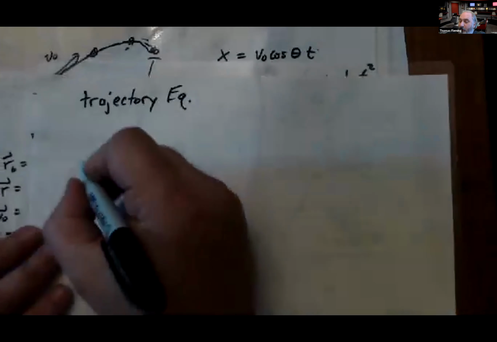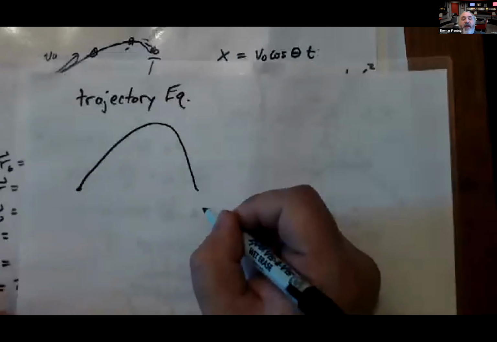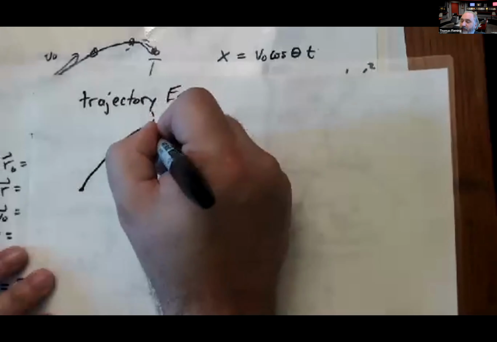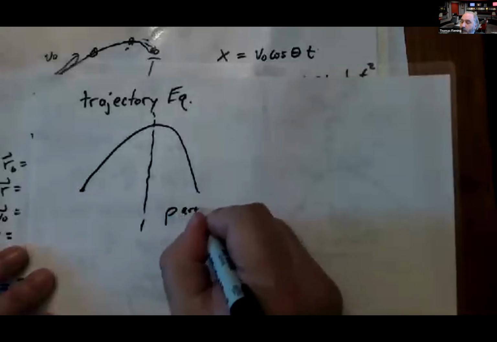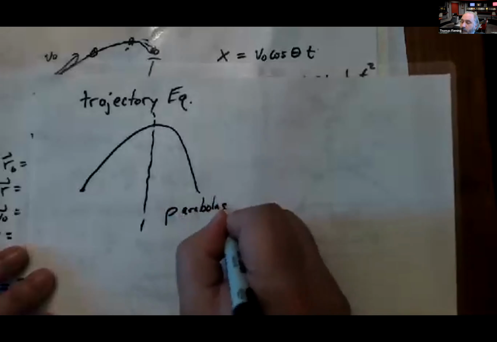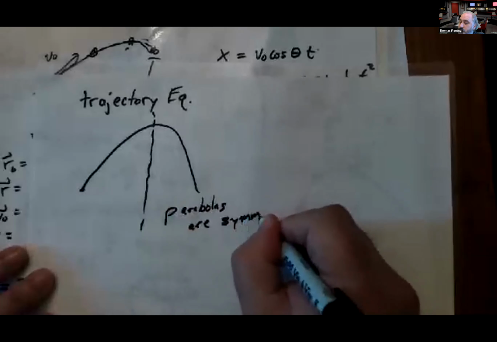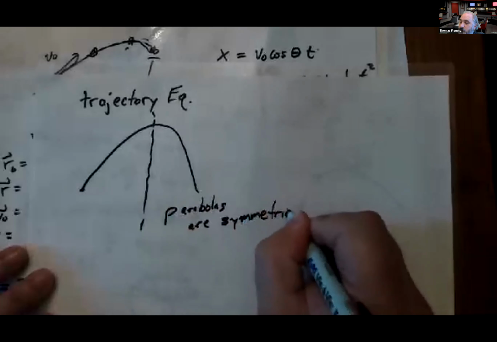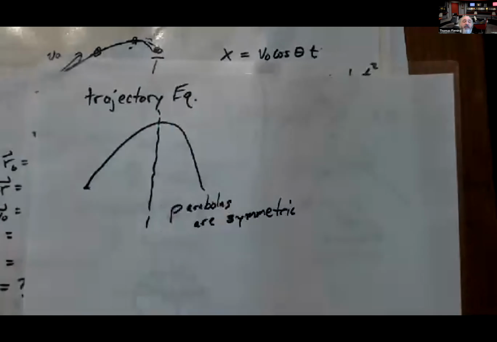Well, what do I know about parabolas? One thing I know about parabolas is that they are always symmetric. That means it's going to look the same on this side as it is on this side. And that's super helpful because I can do a lot of stuff in my head.